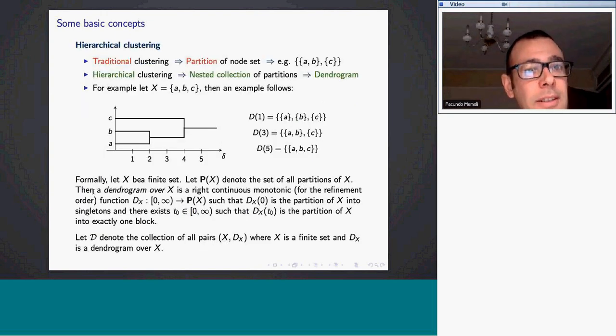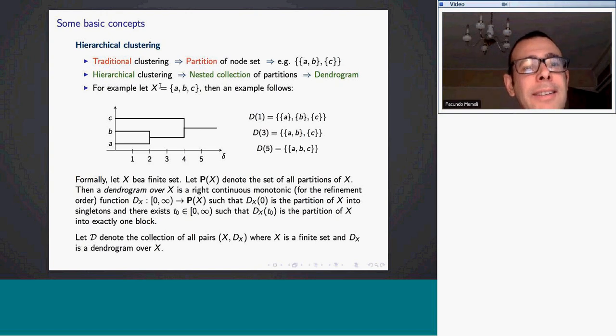Concepts about clustering. Traditional, or flat, clustering assigns to a dataset a partition of the nodes. What we understand as a hierarchical clustering is the assignment of a nested collection of partitions to a given dataset. A nested collection of partitions is usually called a dendrogram.